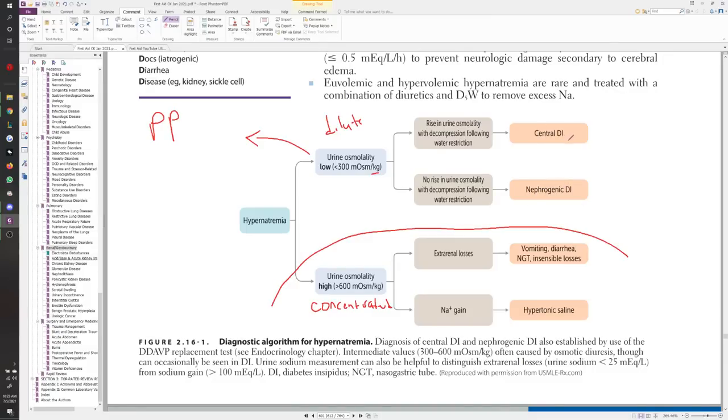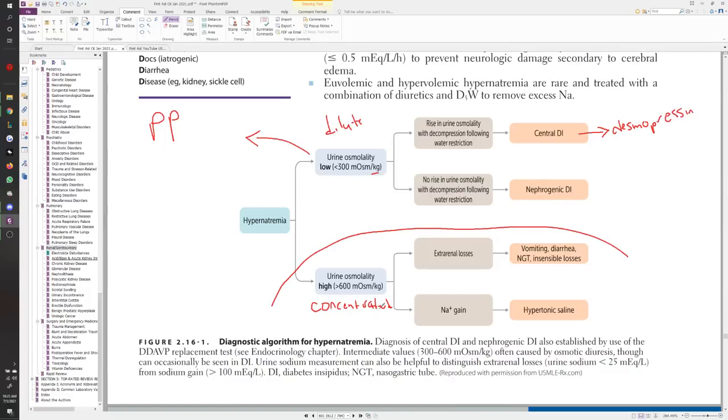In the central DI one, after finding out this point, the next step was supposed to be to give them desmopressin, and desmopressin would help, right? Because it's an ADH analog. So you give them desmopressin, it'll do the same thing as ADH would, and basically their urine osmolality would be fixed.